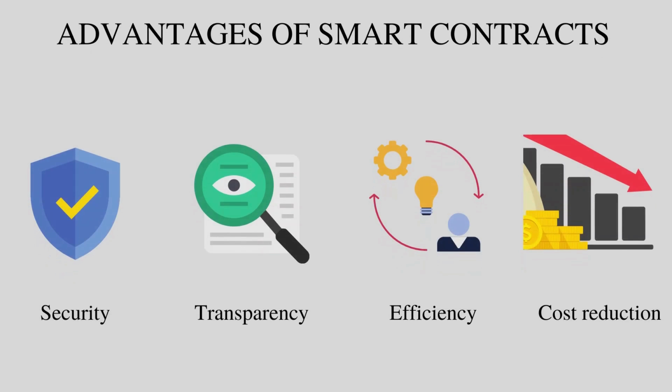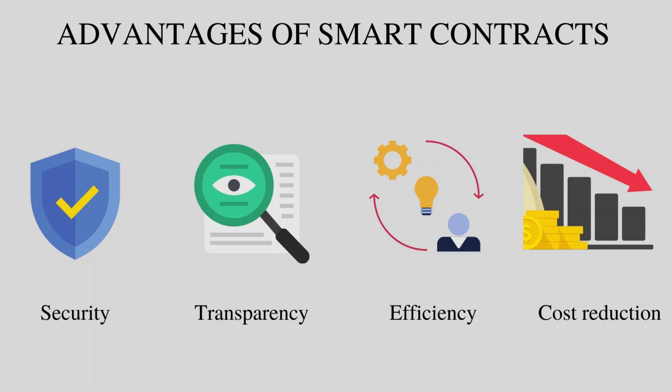Now, let's see the advantages of smart contracts. Security. As smart contracts run on blockchain technology, they are completely secure and they are encrypted. Transparency. Users can define the conditions of an agreement. Due to immutability of data in blockchain, the risk of someone modifying the terms is reduced.